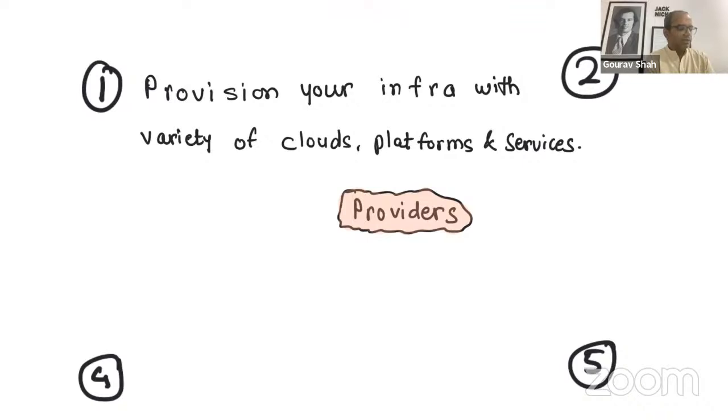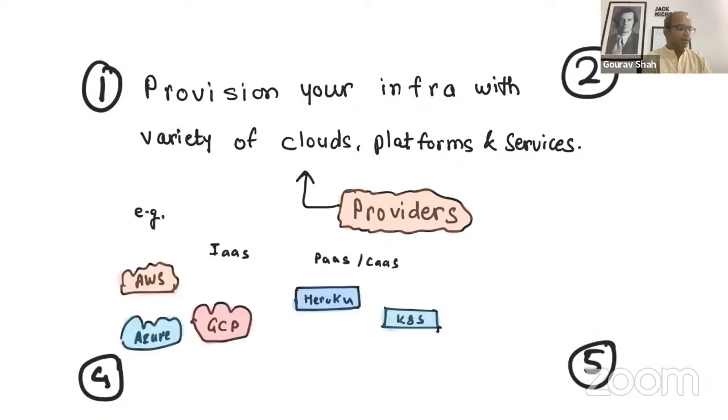So it will help you provision the infrastructure with a variety of different clouds and platforms and services. That's where Terraform's providers come in, right? So these are also some of the key primitives that Terraform comes with. Some of the providers include AWS, Azure, and GCP, and Heroku, which are like software as a service, platform as a service, infrastructure as a service providers. So you have providers, and that's how Terraform integrates with these platforms through this concept of providers.